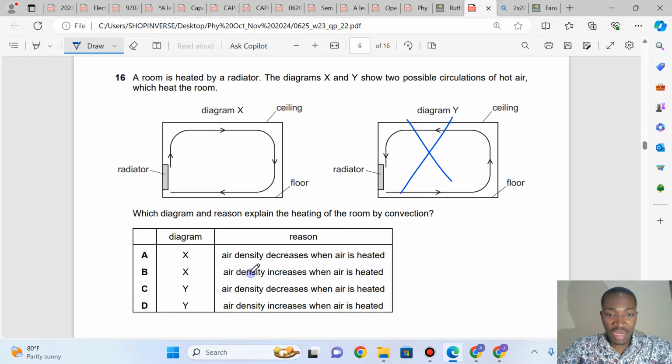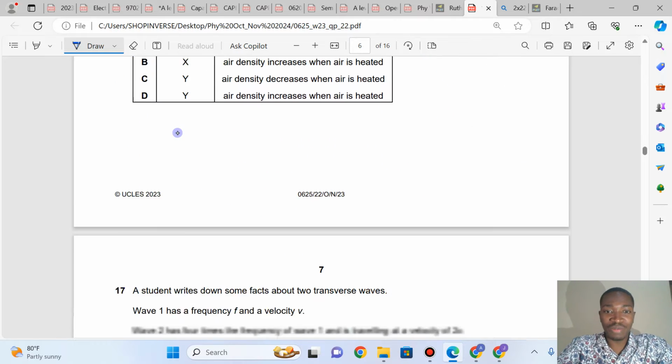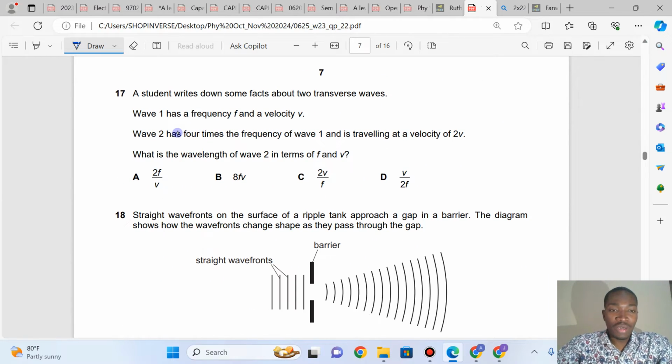Air density decreases when air is heated. Correct. When air is heated, it becomes lighter and it rises. Air becoming lighter simply means its density is reducing. So air density reduces when air is heated. That makes option A the correct answer to question number 16. You don't have to check the other options, there's no point. Question 17.